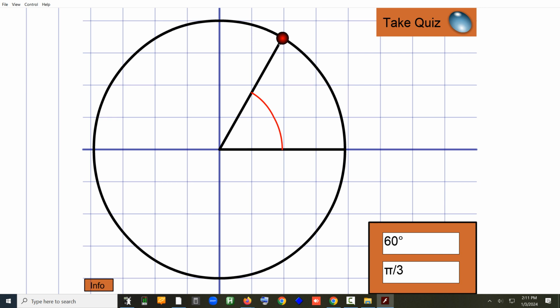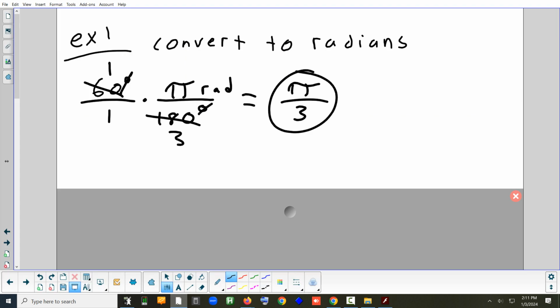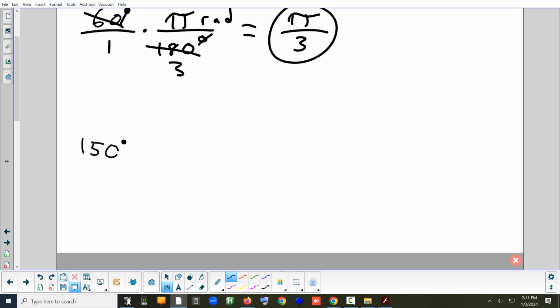Okay, any question on the first one? All right, let's try 150. And again, think of it as a fraction if you want. Where does degrees have to go? Well, yep, it's going to go in the bottom to cancel out degrees in the top.